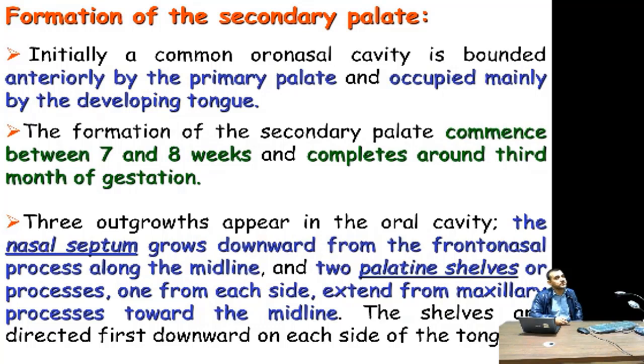Formation of the secondary palate. In the shell, a common oronasal cavity bounded anteriorly by the primary palate and occupied mainly by the developed tongue. The formation of the secondary palate commences between 7 and 8 weeks and is completed around the 3rd month of gestation. Three outgrowths appear in the oral cavity: the nasal septum grows downward from the frontonasal process along the midline, and two palatine shelves or processes, one from each side, extend from the maxillary process toward the midline. The shelves are directed first downward to each side of the tongue.